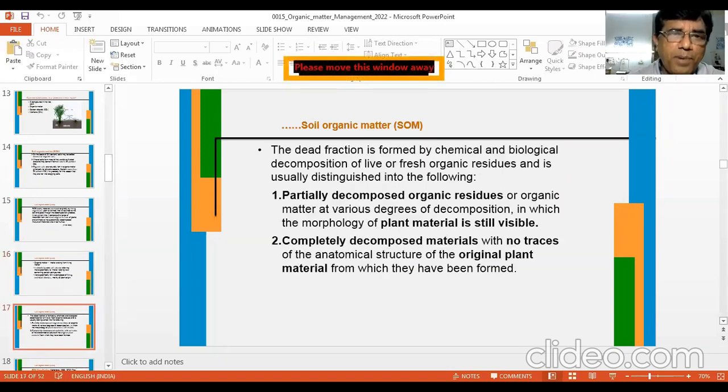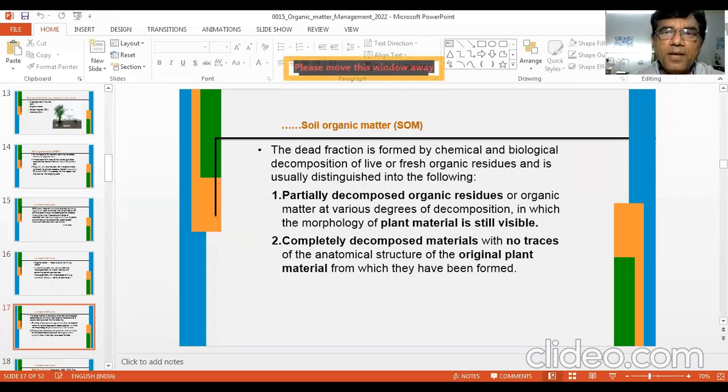Now, what are the different parts of organic matter? The dead fraction is formed by chemicals. So organic matter can have two parts. One is the living part, the other is the dead part. The living part, you understand, is made up of several organisms in the soil. And then when they die, or any other dead organic matter, that makes your dead fraction of organic matter.